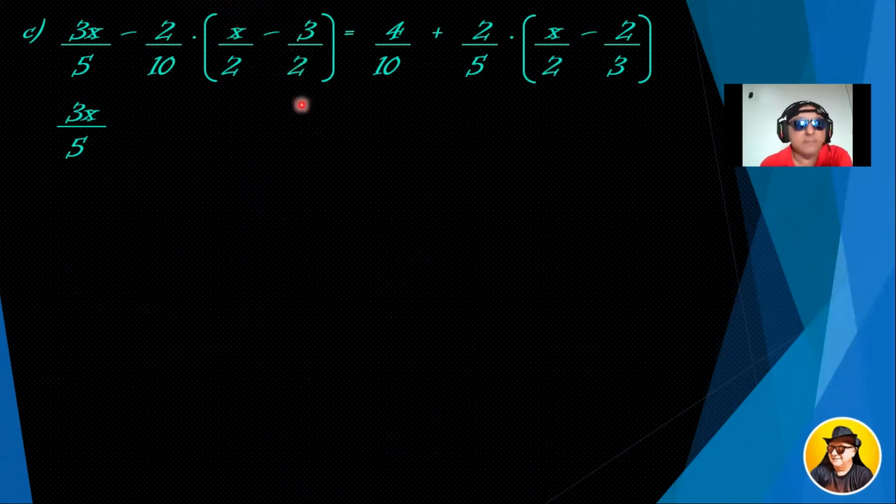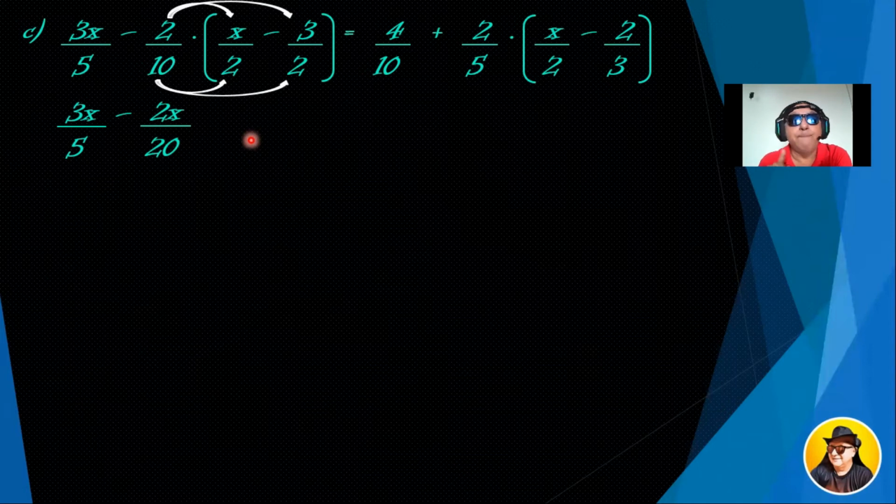Okay, so let's see. Let's multiply over and under. Well, minus 2 times x is minus 2x, and 10 times 2 is 20. So we have minus 2x over 20. And x goes over and under: minus 2 times minus 3 is plus 6, and 10 times 2 is 20. So we have plus 6 over 20. And as I told you, 4 over 10 has nothing to do with the multiplication, so I'm going to repeat it.